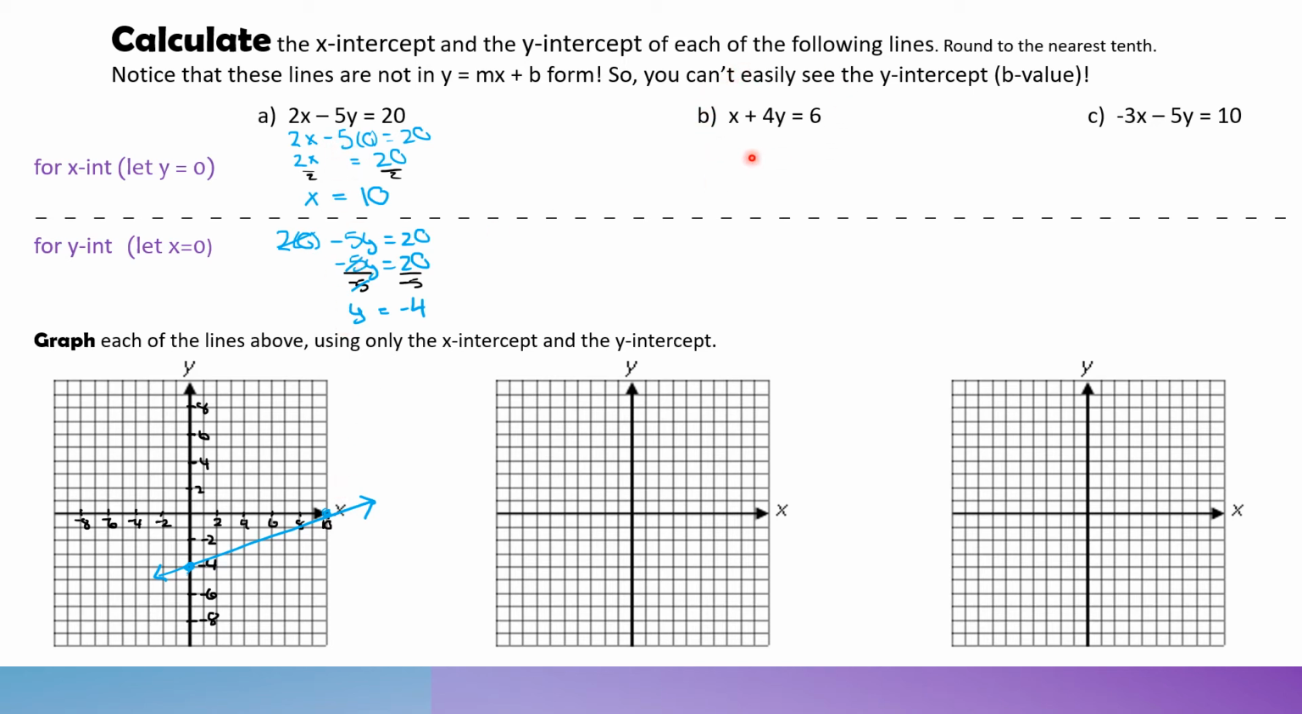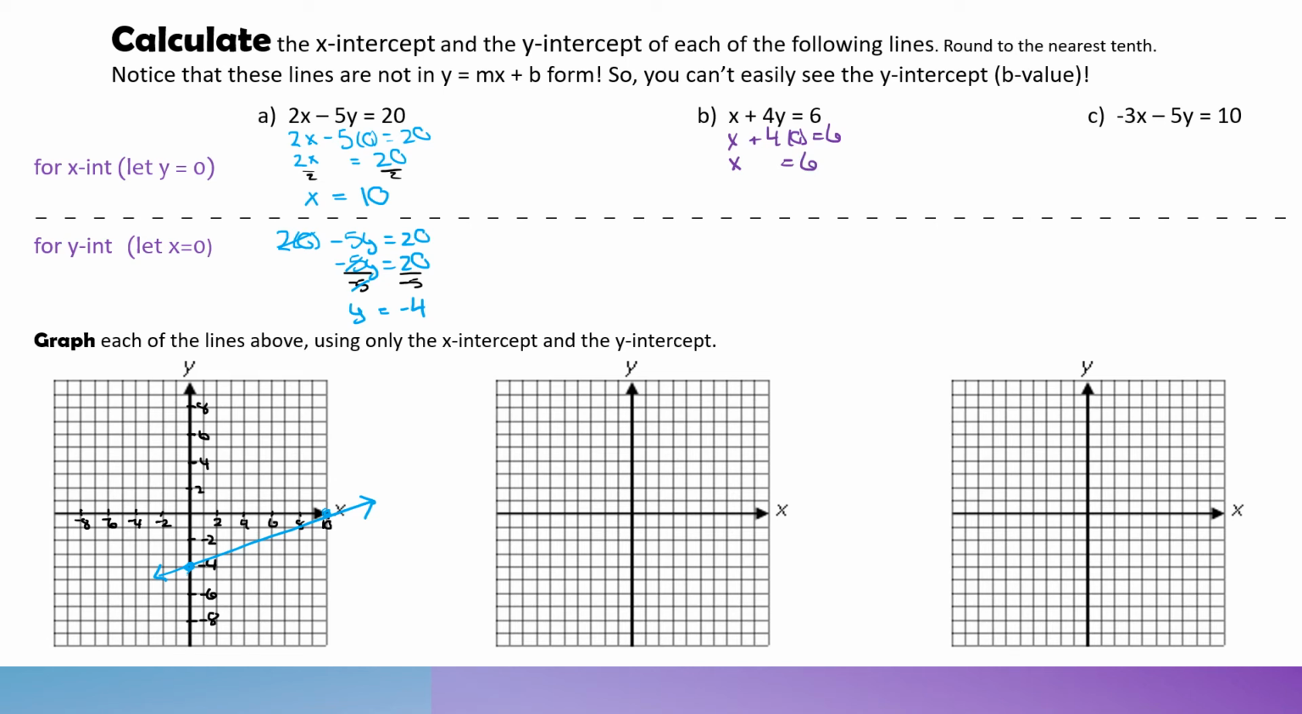Now let's try another one together, and then I will get you to try this one on your own. So let's do part B together. We're going to first calculate the x-intercept and the y-intercept. To calculate the x-intercept, we let y equal 0. Take my equation, I sub in a 0 for y. Always substitute using brackets. That gives me x, 4 times 0 is 0, so that gives me x equals 6. That was easy. x equals 6 is my x-intercept.